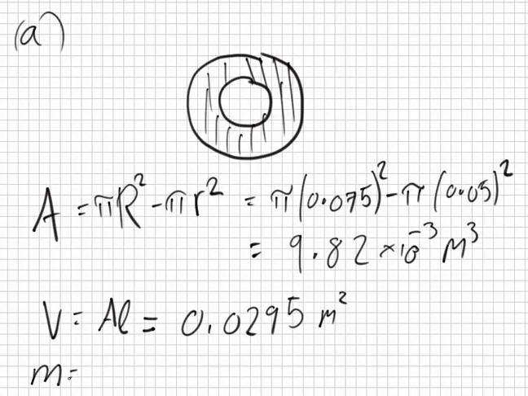It is density multiply volume. So now I multiply this by the density, which is 2400. Is it m cubed or m squared? M cubed. Thank you. 70.7 kilograms is the mass here.